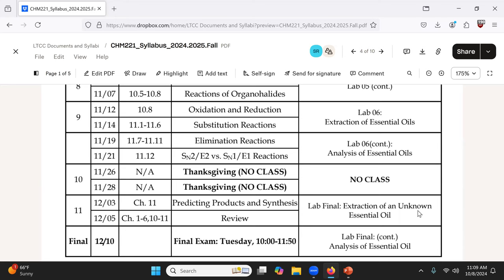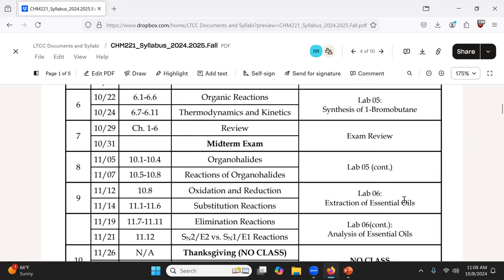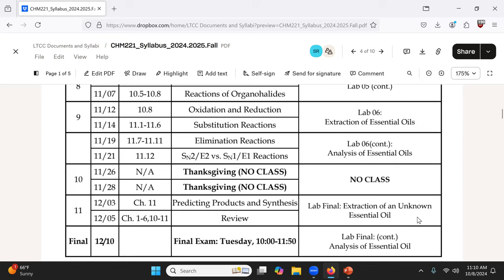Because then you'll have to interpret the spectra that I give you, basically. So yes, there will be a lab final. It'll basically just be a rehash of lab 6. And you'll have a week to do the procedure and try the procedure again if it doesn't work the first time. And when you're done with the procedure and you get your essential oil, I'll give you the IR spectrum and the NMR spectrum so that you can try and figure out what the structure is for that compound.